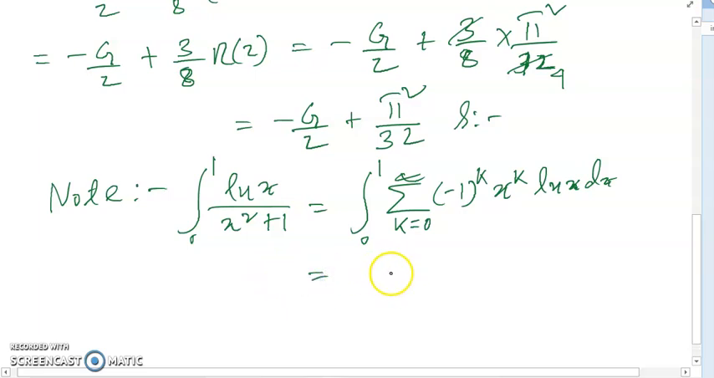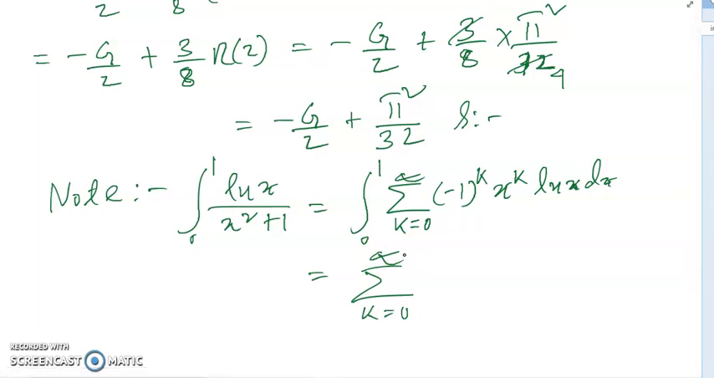Okay, so x to the power k dx, summation k equals to 0 to infinity, Catalan constant. Okay, Catalan constant. What is the Catalan constant? What is the Catalan constant formula? Okay, Dirichlet Catalan constant formula.